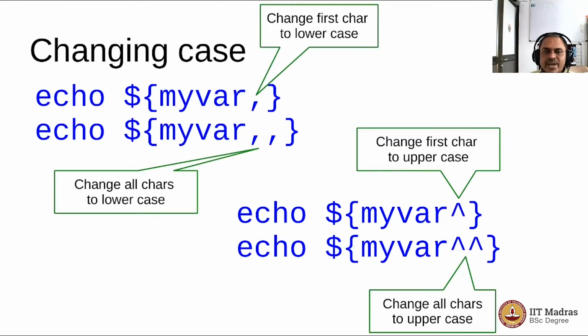Now you can display the value of a variable by converting the case of the characters within the string, and you could do it for the first character or for all the characters, to lower case or upper case. As you can see from here, the comma symbol indicates that it is the lower case that has to be printed out. The caret symbol indicates that it is the upper case that has to be printed out. The original value of the variable is not changed, only the display will be modified as you have asked with these trigger commands within the braces.